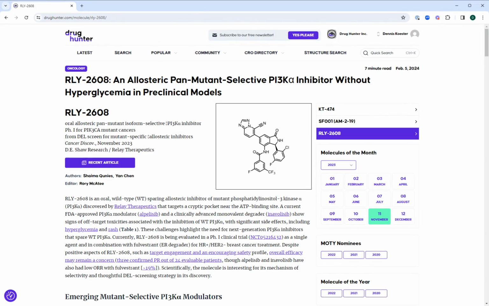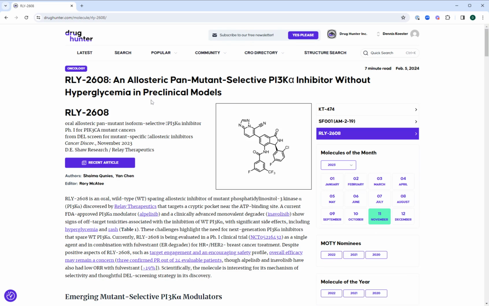All right, I wanted to do a walkthrough of a case study with you today. In this case, I wanted to show you this allosteric pan-mutant-selective PI3K alpha inhibitor that doesn't display any hyperglycemia in preclinical models and also not in clinical studies.